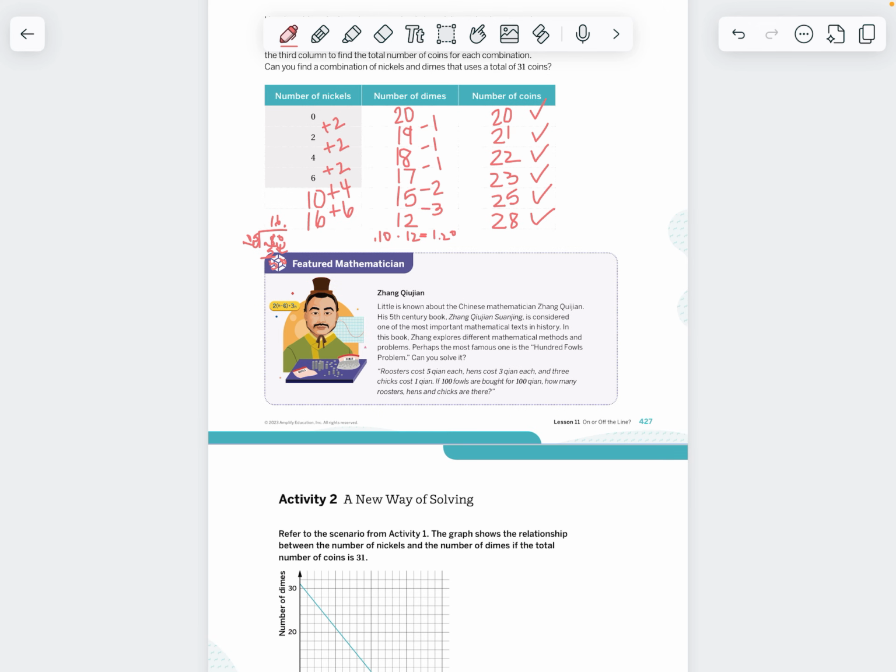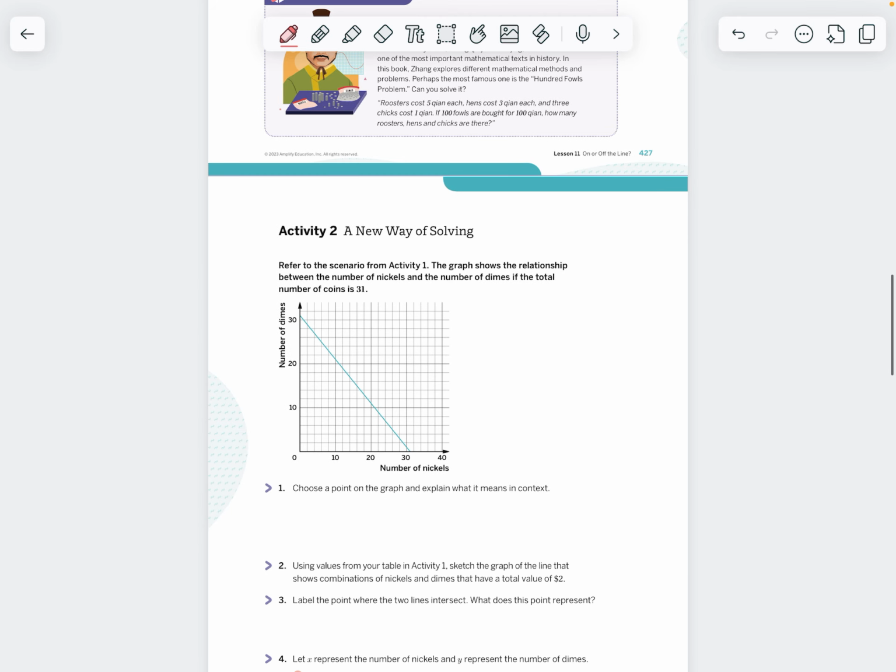So you are going to go and continue this into activity 2. In activity 2, we're going to learn a new way of solving. So refer to these scenarios. Same scenario as activity 1. It says the graph shows the relationship between the number of nickels and the number of dimes if the total number of coins is 31.